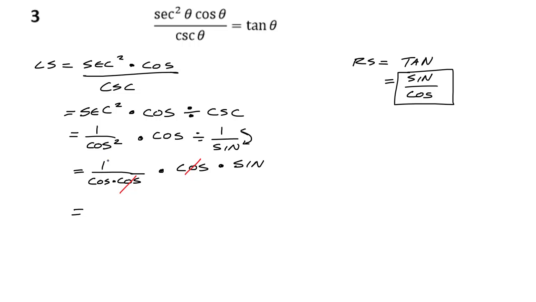What's left on our numerator? 1 times sine. That's all that's remaining up there. So we have sine on top, and on the bottom all that's left is a single cos. So it's sine over cos. Look, our two sides match up.